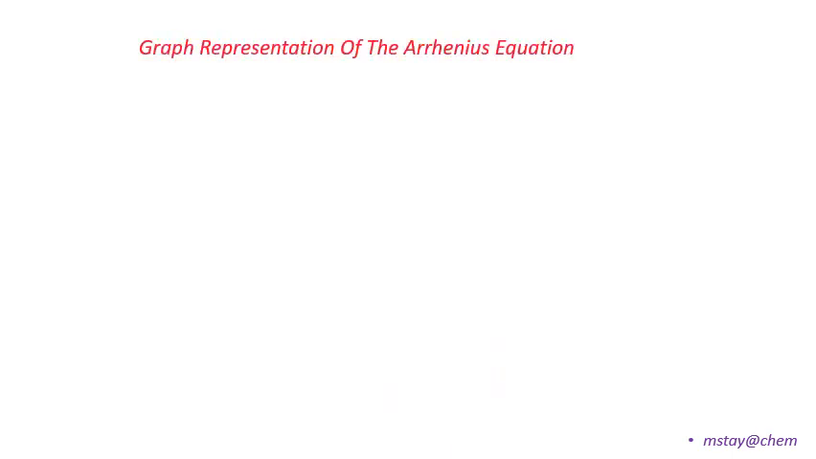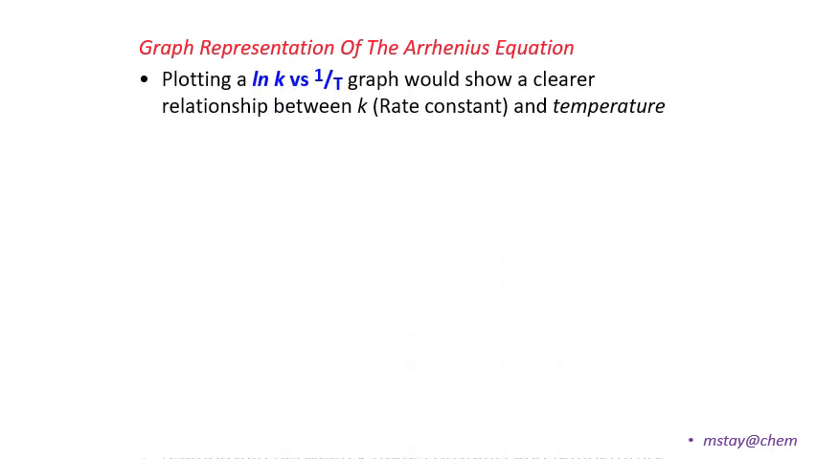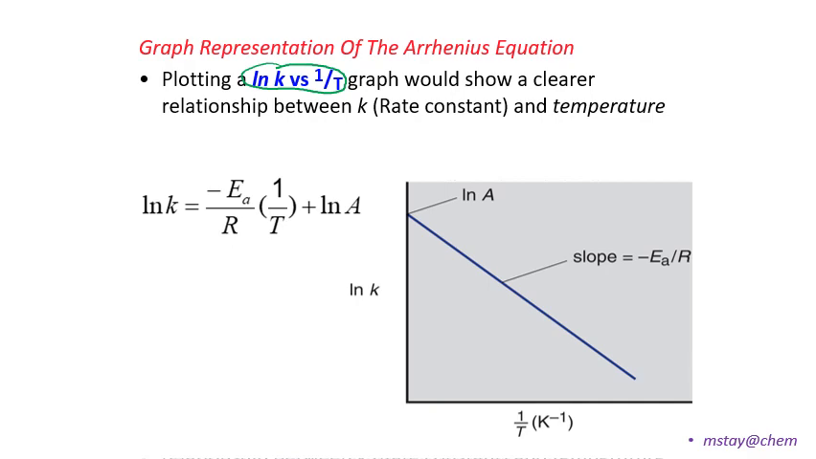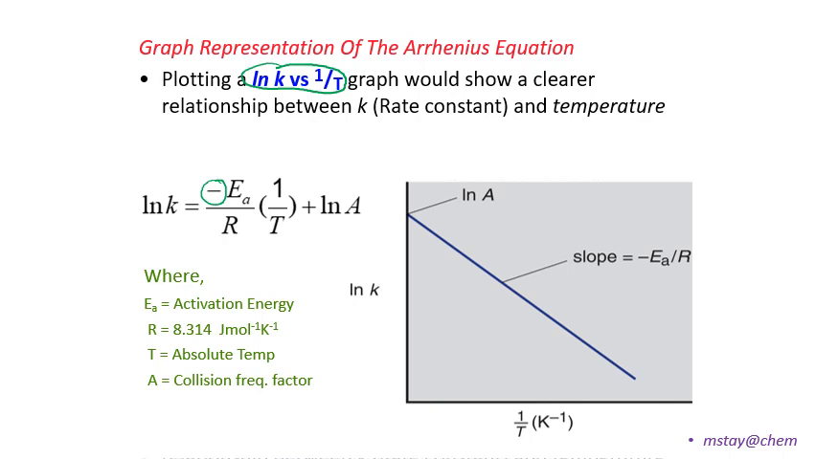Now let's relate the Arrhenius equation with the graph. If you want to plot the graph, you plot ln K versus 1 over T. Because of the negative sign in the Arrhenius equation, the slope of the graph is a negative slope. To revise again, EA stands for activation energy, and R is 8.314 joule per mole per Kelvin, which is different from what we used in semester 1.